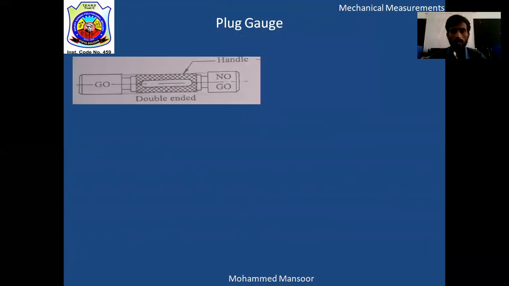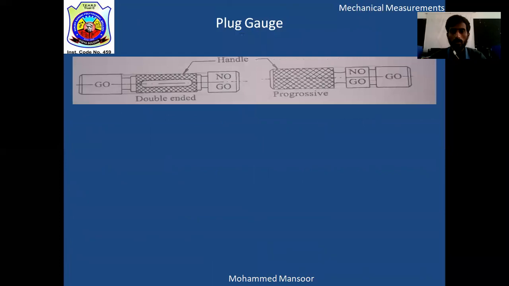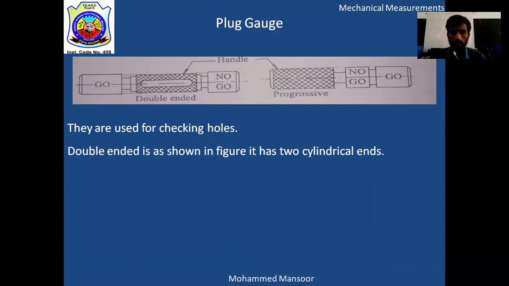This is how the plug gauge looks in a schematic representation. It has two ends: one is go and the other end is no go. We call this double-ended, and the one shown on the right side is progressive. As I already said, plug gauges are used for checking holes. The double-ended gauge has two cylindrical ends, left and right.